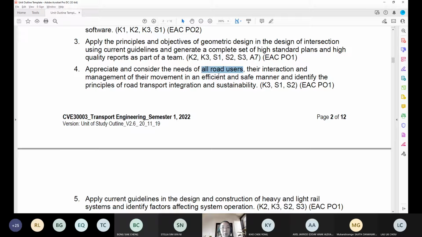Other than that, we also have cyclists, as well as motorcyclists. Okay, heavy vehicles. So you have different road users here. So we need to think about them, particularly those who are vulnerable, such as pedestrians. Okay, their interaction and management of their movement in an efficient and safe manner, and identify the principles of road transport integration and sustainability.